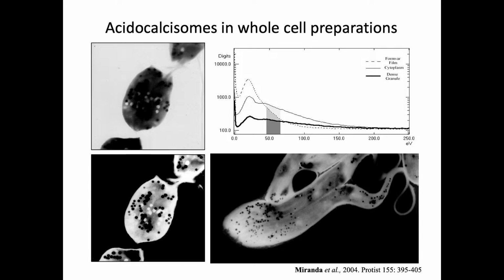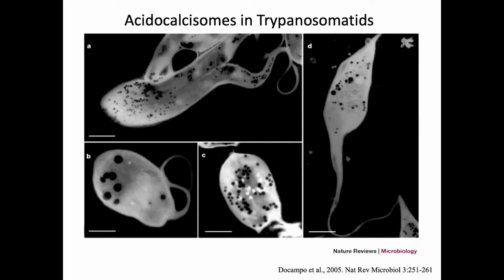So with that, we can see very clearly these dots inside the cells. And this was the work that we did where we showed that all the trypanosomes, malaria parasites, toxoplasma, all of them contain acidocalcisomes, which are these black dots.